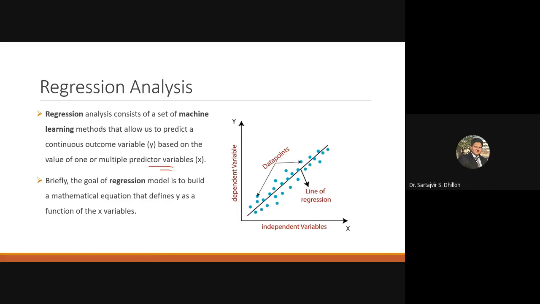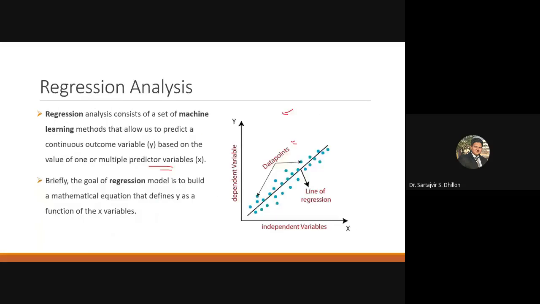Briefly, the goal of a regression model is to build a mathematical equation that defines y as a function of x variables. Here you can see an example of regression analysis. We have taken a 2D plot, and these dots, represented in sky blue or cyan color, are the data points, and this is the line of regression we have made on the basis of the position of the data set.